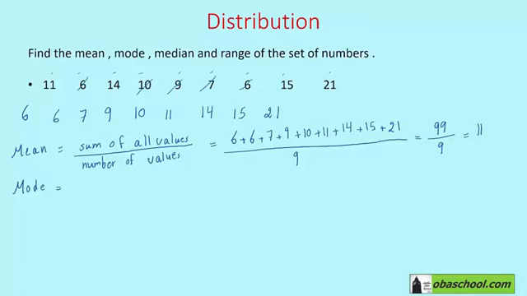Now the mode is the most occurring value. And as we can see, 6 occurs twice. So 6 is our mode.